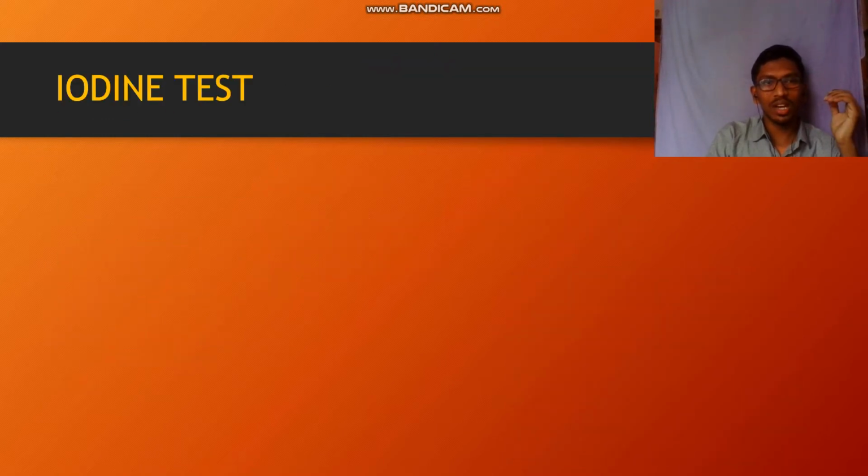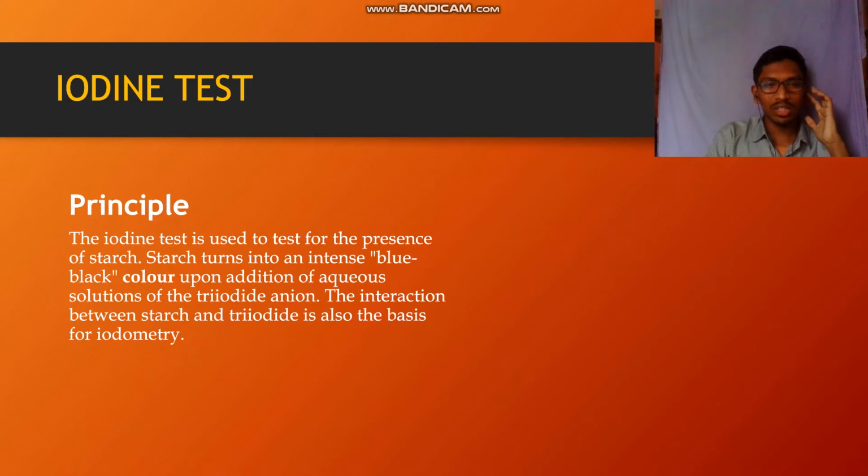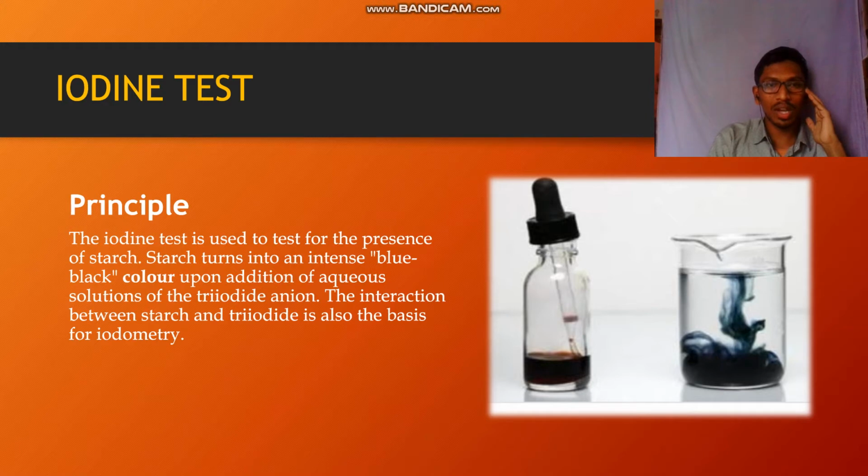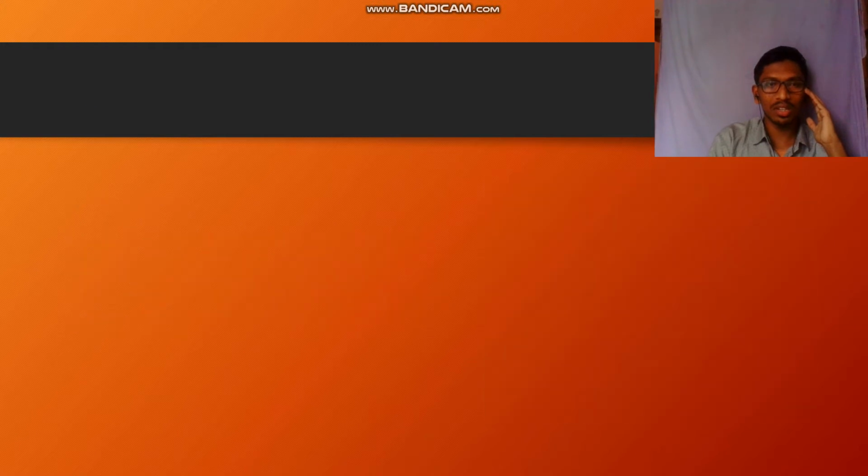We'll go with the next test, the iodine test. The iodine test is used to test for the presence of starch. Starch turns into an intense blue-black color upon addition of an aqueous solution of triiodide anion. The interaction between starch and triiodide is also the basis for iodometry. Normally, iodine is not present in the I2 form. Mainly, it's present in the form of iodine plus potassium iodide. When iodine reacts with potassium iodide, it forms triiodide anions. In this form only, we get the iodine. When it reacts with polysaccharide carbohydrate, it forms a bluish color. You can observe the test here.